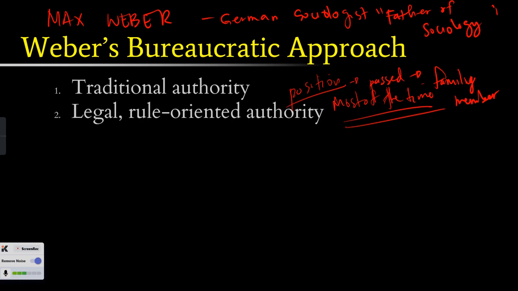Next one, legal, rule-oriented authority. So, this type of bureaucratic authority is based on their rules for career.